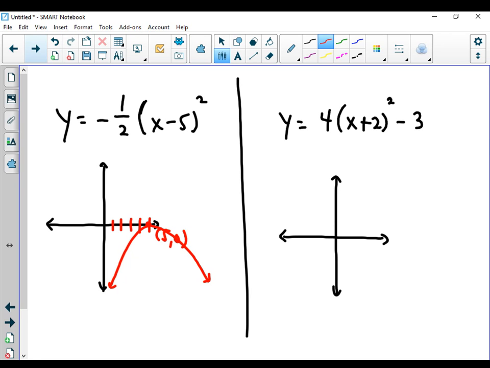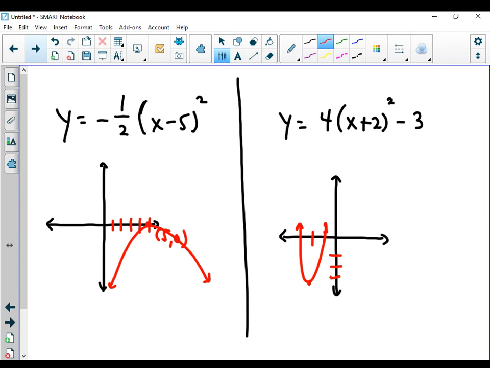All right, where's our vertex on the second one? -2, -3, because it was shifted to the left 2 and down 3. Okay, is it going to open up or down? Up because of the +4. Stretched or compressed? Stretched because that +4 was greater than 1. And so it's a little thinner than normal opening. So we should eventually be able to sketch these without using our graphing calculators.